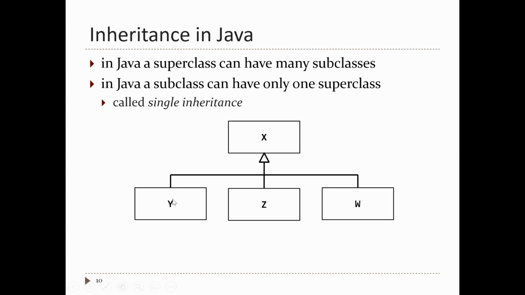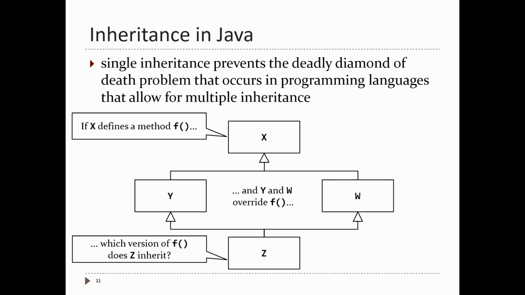The fact that a subclass has exactly 1 superclass in Java is called single inheritance. There are other object-oriented programming languages that support multiple inheritance, where a subclass can have more than 1 superclass. Here's a picture. This is not Java. This is some other object-oriented programming language that supports what's called multiple inheritance.